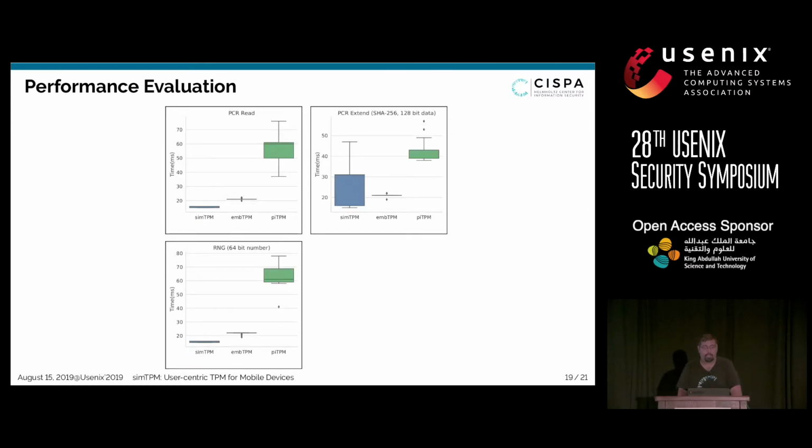The next set of commands that we tried are the TPM-specific commands. The top left is the PCR read, top right is PCR extend, and bottom left is the random number generator. Here, we can see that the simTPM is a clear winner, except for the PCR extend command. This happens because our PCR extend implementation is a software-only and unoptimized implementation. So with more support from the hardware platform, this PCR extend implementation could have been optimized in a better way so that the results could have been better.